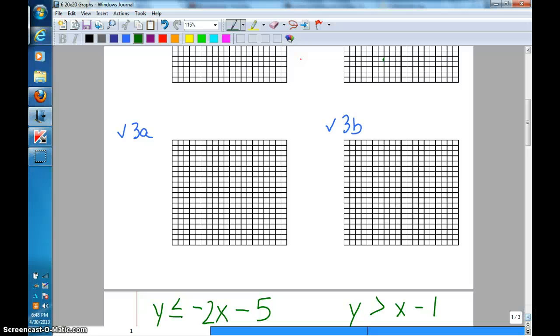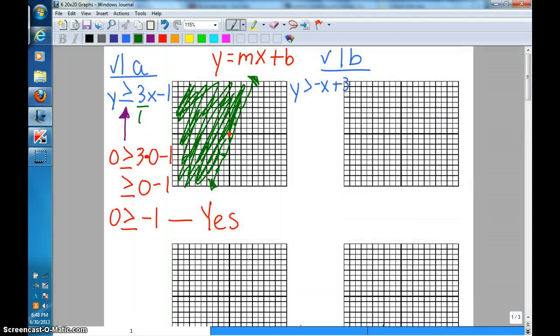Okay, so we're going to try this one also, check 1b. This was the equation they give to you, and look, it's already in y equals mx plus b form. So the first step is just to graph the line. That's what we've already done. The y-intercept, what is that? It's a positive 3: 1, 2, 3.